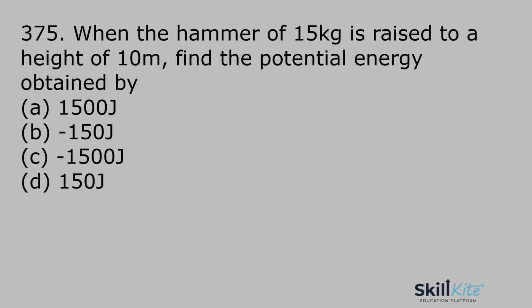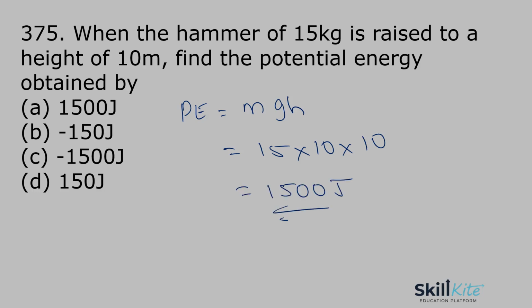When a hammer of 15 kg is raised to a height of 10 meters, find the potential energy obtained by it. The potential energy formula is mgh. Mass is 15, g let it be 10, height is 10. It is around 1500 joules. Option A.